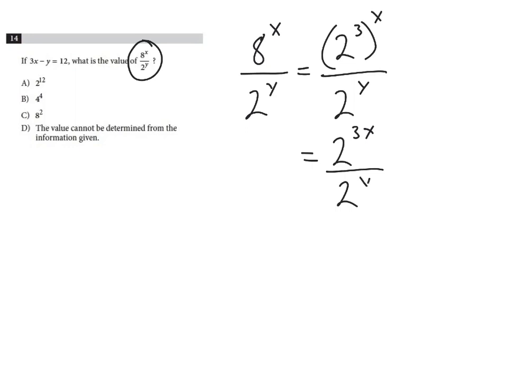Now that I've got a common base in the numerator and denominator, I'm going to use my quotient rule for powers. If I'm dividing by a power with the same base, I subtract the exponents. So I get 2 to the 3x minus y. Well, we already know that 3x minus y equals 12, so this is 2 to the 12th. That's A, our solution.